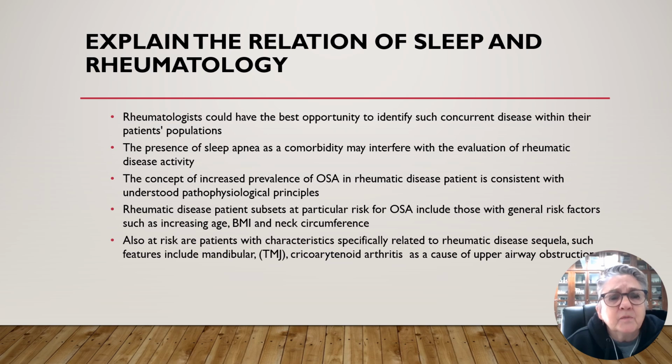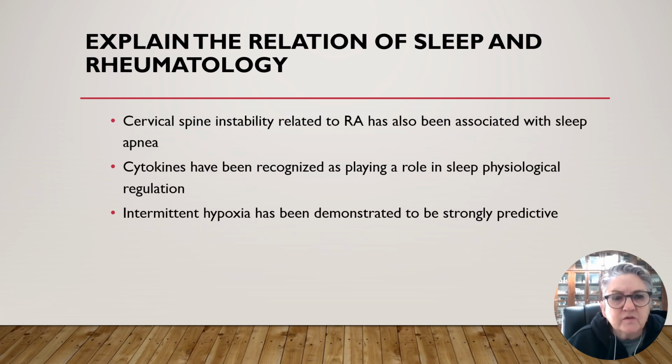Rheumatic disease patient subsets are particularly at risk for OSA. These include the general risk factors such as increasing age, BMI, and neck circumference. Also at risk are patients with characteristics specifically related to rheumatic disease sequelae, such as features with the mandibular or TMJ, cricoarytenoid arthritis as a cause of poor upper airway obstruction. Cervical spine instability related to RA has also been associated with sleep apnea.